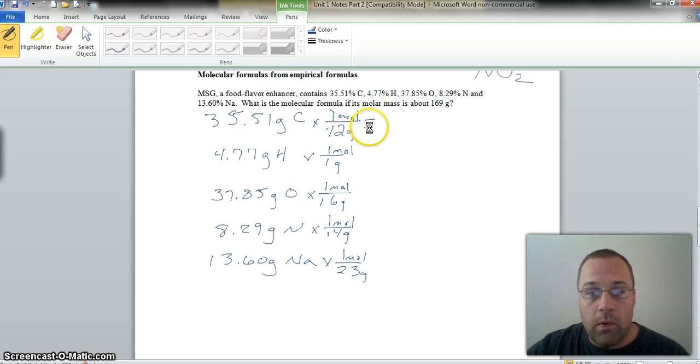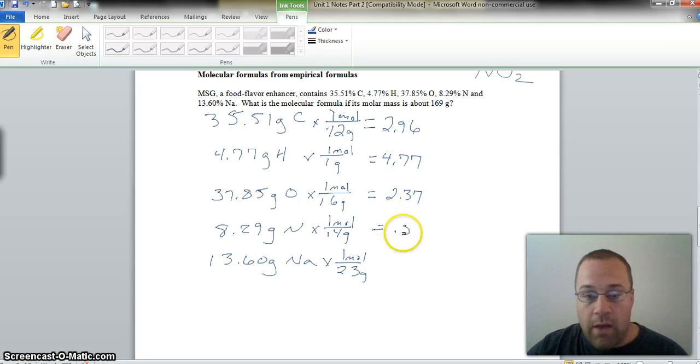So, go through and solve for here. I don't remember these off the top of my head. 2.96. Here, this is 4.77. 2.37. 0.59, and this is 0.59.